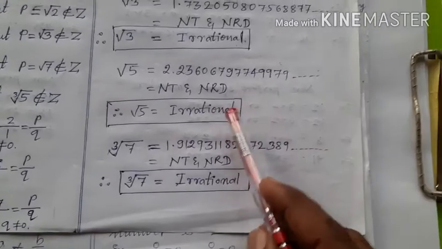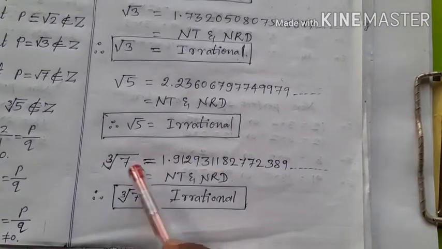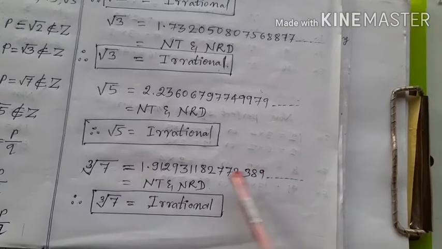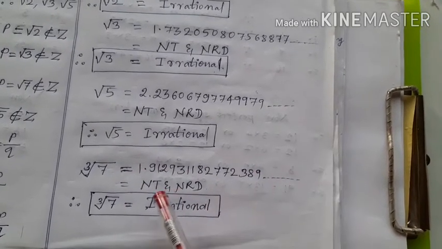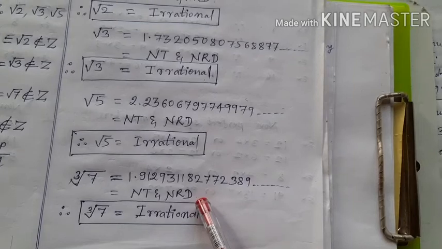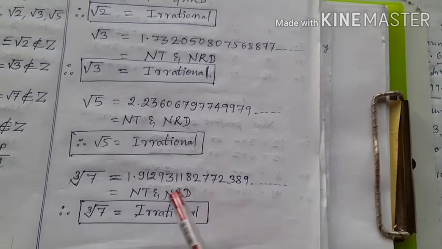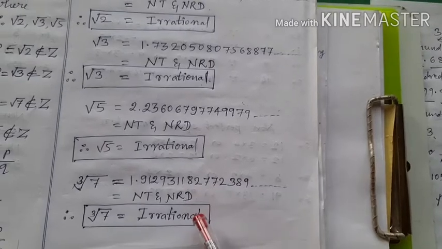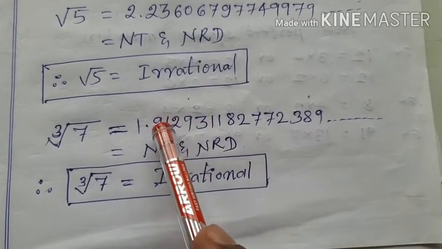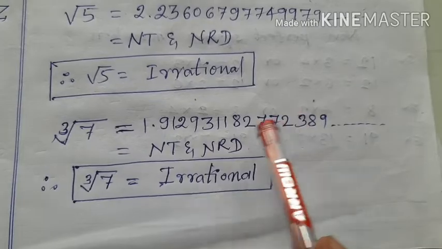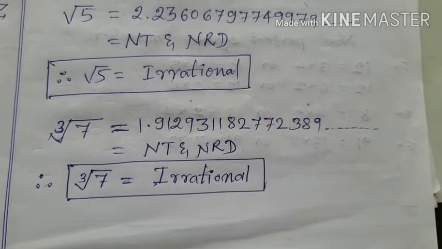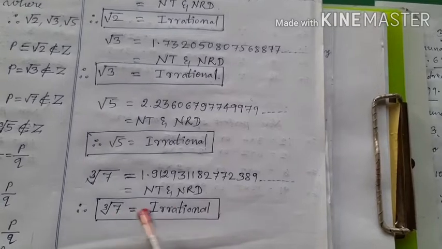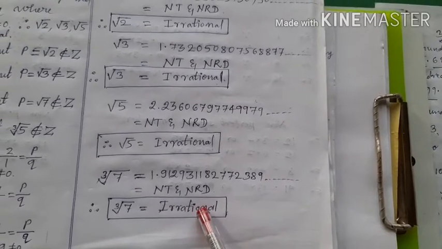Now let us see the value of cube root of 7. The cube root of 7 is equal to a decimal number. What type of decimal? Non-terminating and non-repeating decimal number, right? But a non-terminating and non-repeating decimal number is called an irrational number because this number cannot be expressed in the form of p by q. Hence, cube root of 7 is also irrational. Is it clear to you?